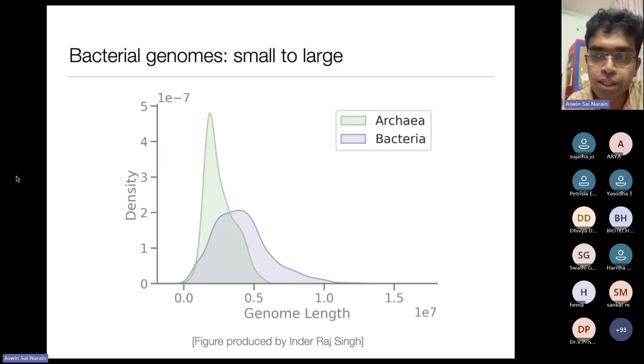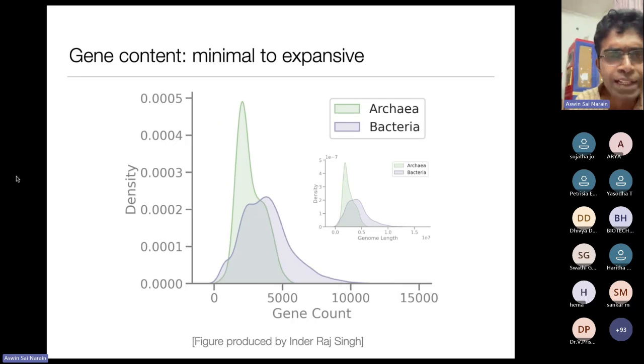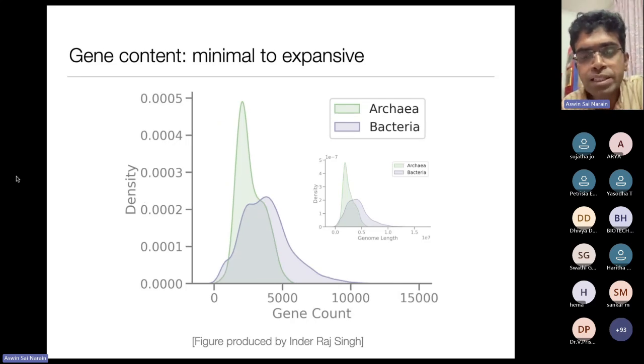So there are two full orders of magnitude being covered by these genome sizes, and most bacterial genomes are somewhere in that 2 megabase to 5 megabase range, and archaeal genomes are typically smaller than bacterial genomes. And genome size is one thing. The other thing is the number of genes that these contain.